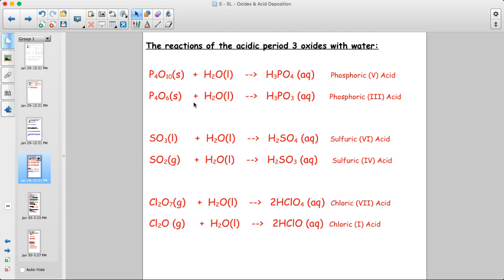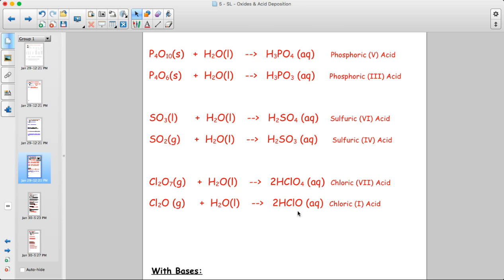On the acidic side, here's P4O10 combines with water to make H3PO4. Now this is the unbalanced version of the equation, so we can balance this in class. But that's all it does. When you react nonmetal oxides with water, they combine to form acids, recognizable acids. So the phosphorus ones combine to form phosphoric acid. The sulfur ones combine to form sulfuric acid of slightly different types. And the chlorine oxides combine to form chloric acids of different types. Not hydrochloric acid, but these different forms of chloric acid.